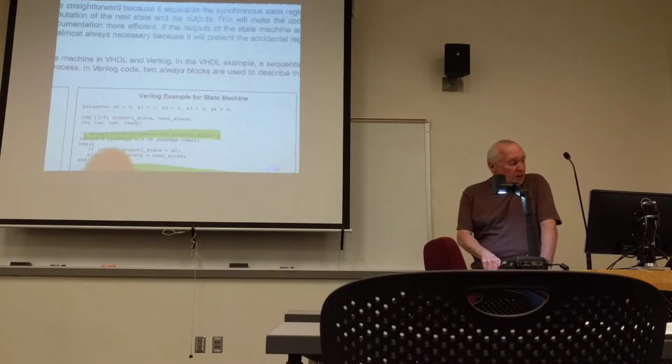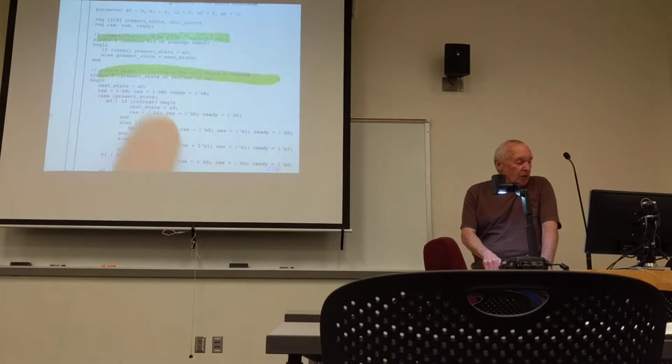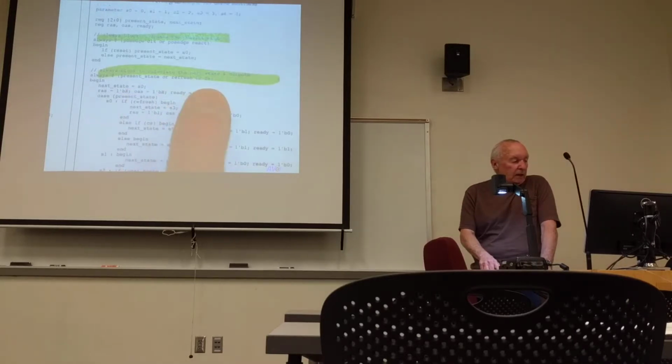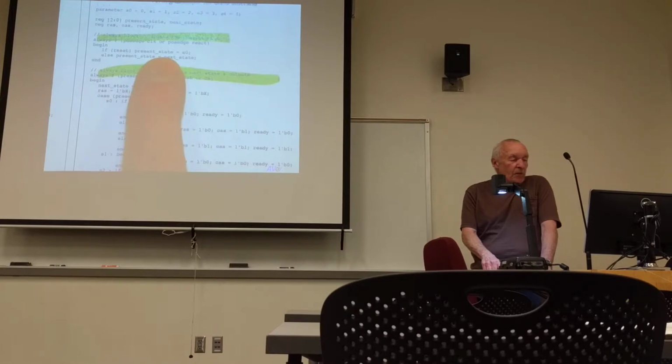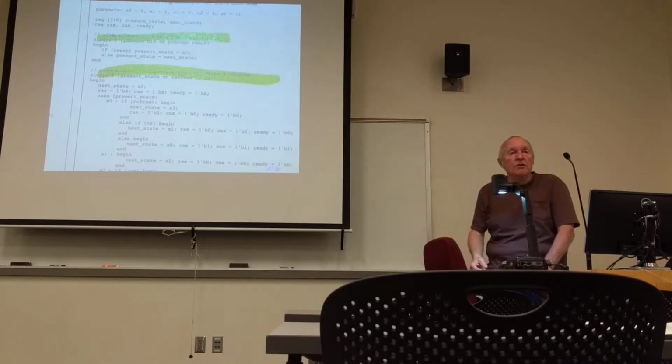You have one always block that updates your state. And then you have another block that determines what your next state should be and your output should be. This second block does not have the clock in it. The first always block does, so your state transitions take place on specified clock edges.